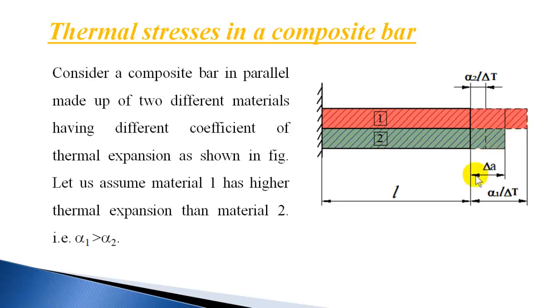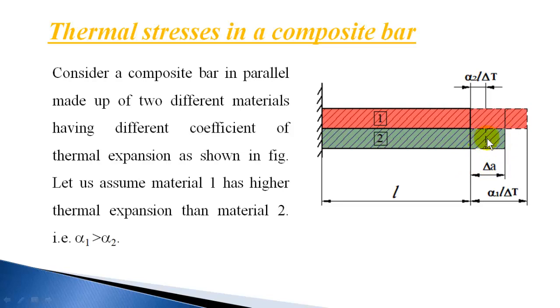Okay, so this delta A which I have shown is the expansion allowed. Both will expand when they are connected parallelly. When they are in a composite bar, both will compromise and expand by delta A. That is the allowed expansion in both the materials when they are connected.